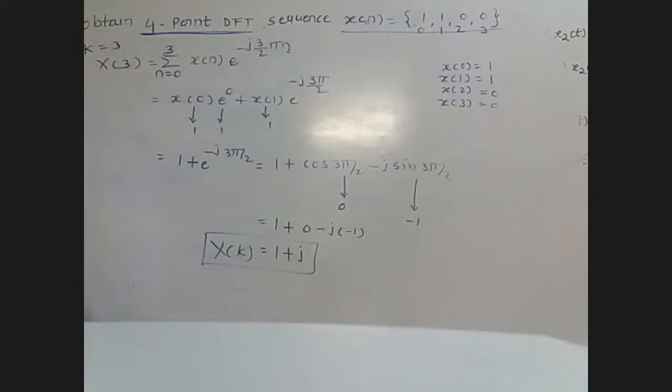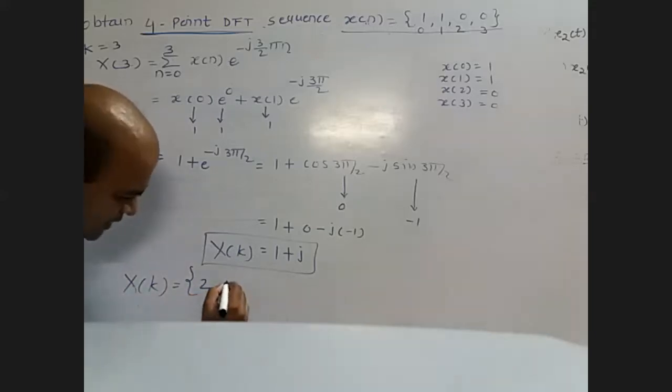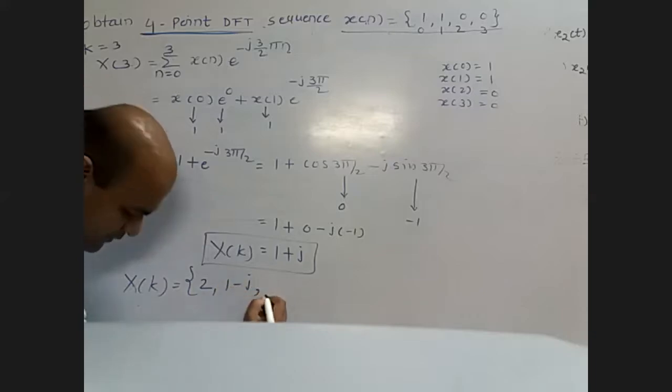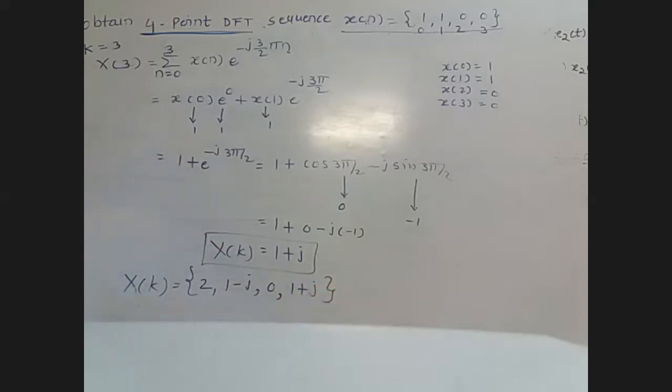Now what is the final answer? You will get x of k for all values. The first value is 2, the second value is 1 minus j, the third value is 0, and the fourth value is 1 plus j. So this is the 4-point DFT sequence of x of n, 1 1 0 0. This is the final answer that you got for the 4-point DFT.